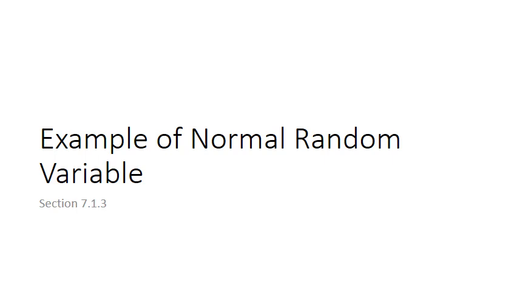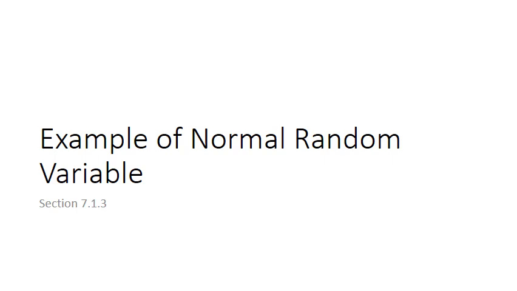It's the third portion of 7.1. We'll talk about an example of a normal random variable. So if a continuous variable is normally distributed, we've said, then the relative frequency histogram has the shape of a normal curve, meaning bell-shaped and symmetric.